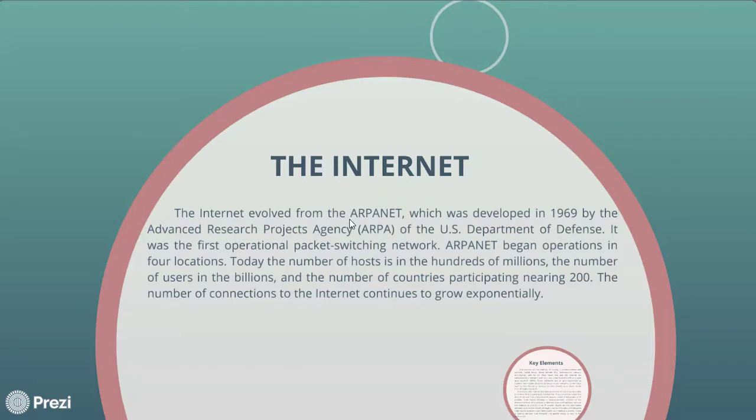The internet evolved from the ARPANET, which was developed in 1969 by the Advanced Research Projects Agency, or ARPA, of the U.S. Department of Defense. It was the first operational packet switching network. ARPANET began operations in 4 locations, and today the number of hosts is in the hundreds of millions, the number of users in the billions, and the number of countries participating is nearing 200. The number of connections to the internet continues to grow exponentially.